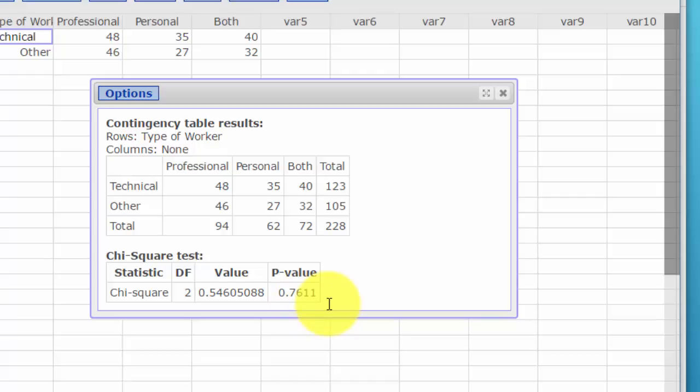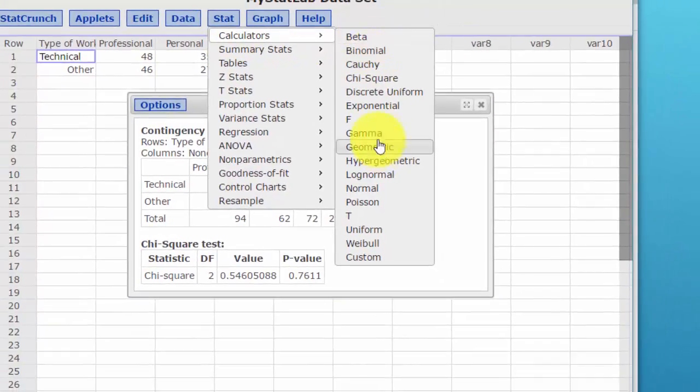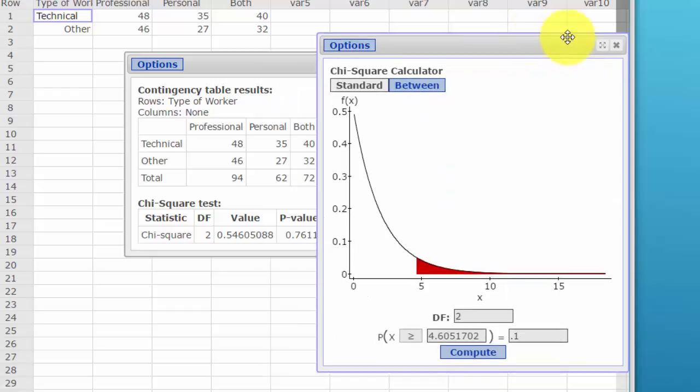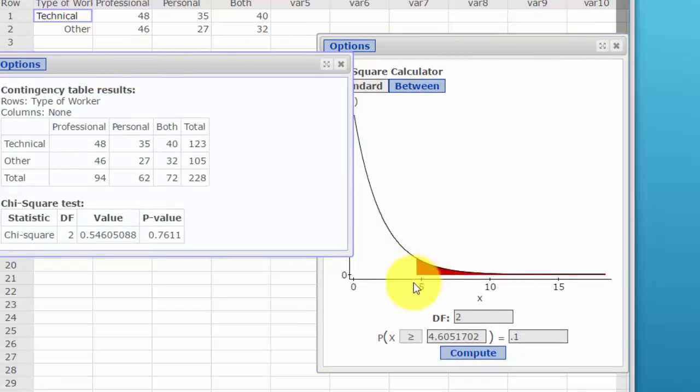And remember, when we're doing a hypothesis test, if our p-value is greater than our alpha, which in this case it is, we fail to reject the null. But let's go look back again, 0.546, and I'm going to call up the calculator again here: chi-square, 2 degrees of freedom, 0.1, over on the right side, 4.6. So 4.6 is our critical value. Our chi-square test statistic that we standardize is 0.54, which is way over here, so it's definitely not in the rejection region. Therefore, we fail to reject the null.